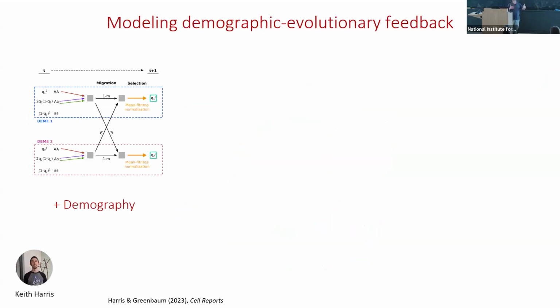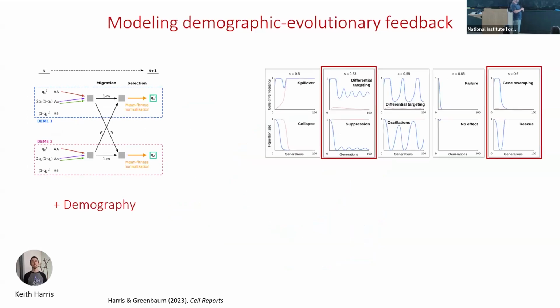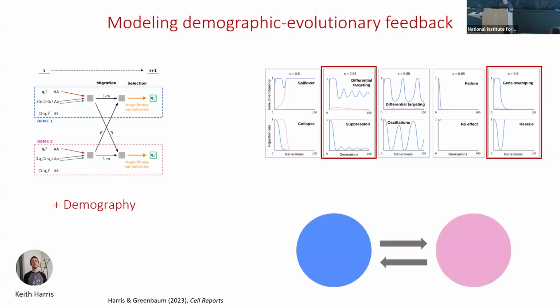So we have another set of equations that describe the population sizes of the two populations, the target and the non-target. In some cases we get outcomes that we saw in the previous model, but we also get some new outcomes. For example, we can get oscillations, which we didn't get in the model without demography. And an interesting outcome that I'll tell you a little about is this gene swamping and rescue outcome that didn't appear in the model without demography.